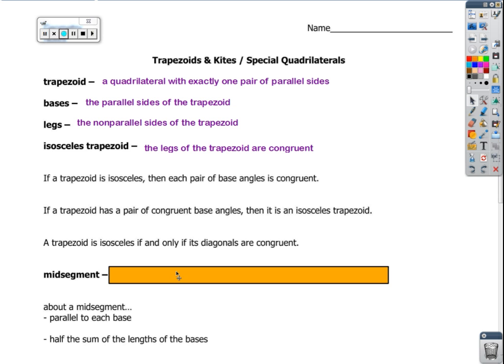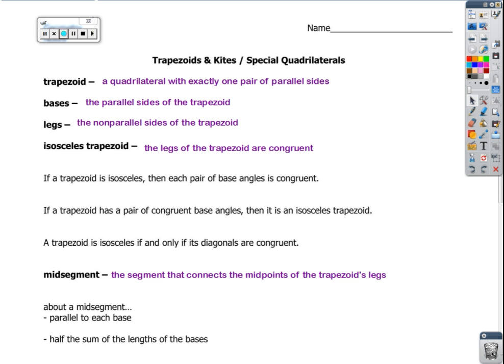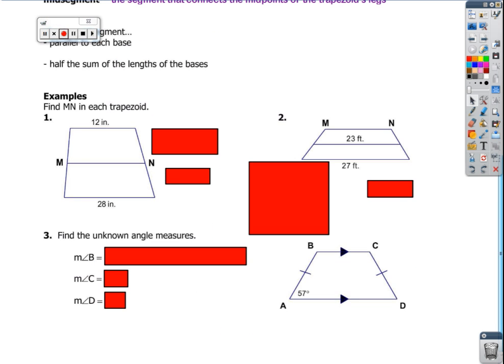A mid-segment is a segment that connects the midpoints of the trapezoid's legs. Mid-segments are parallel to both bases, and their length is half the sum of the lengths of the other two bases. So let's look at some examples.